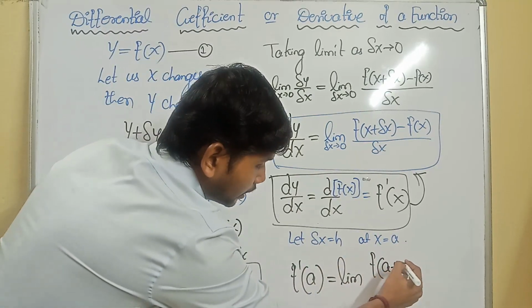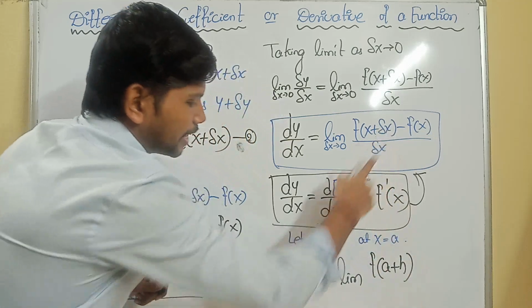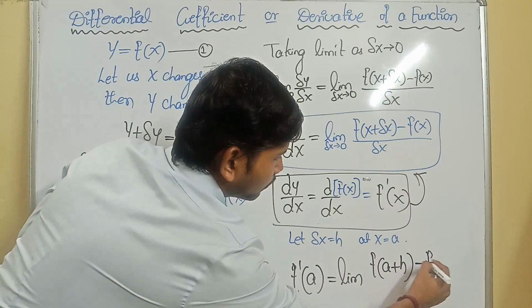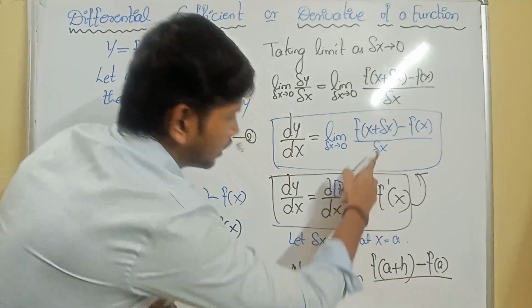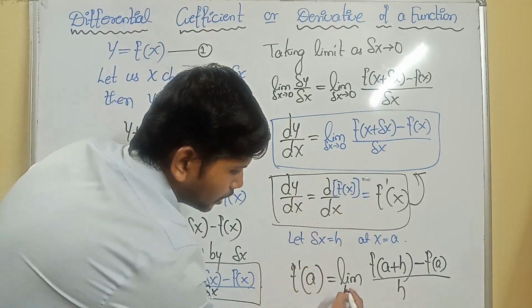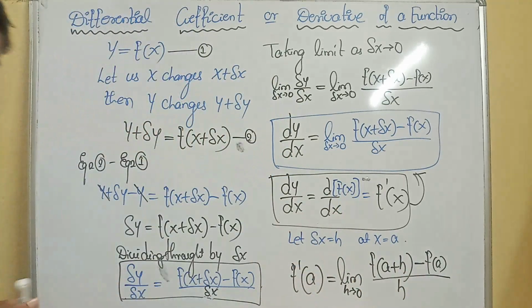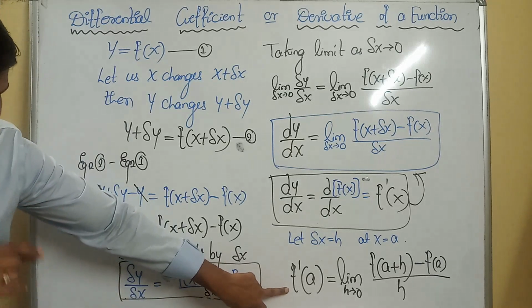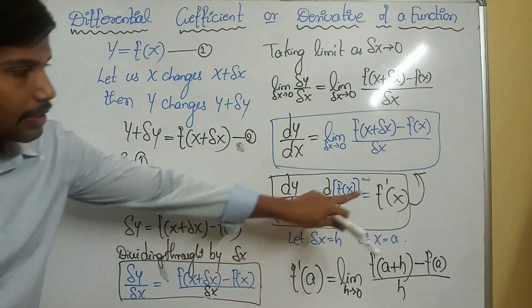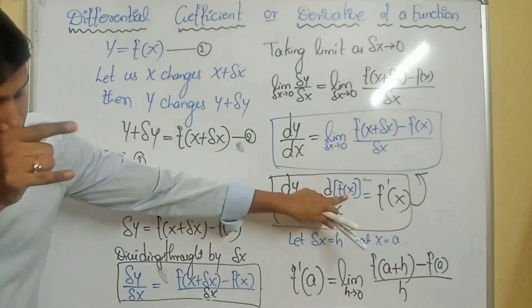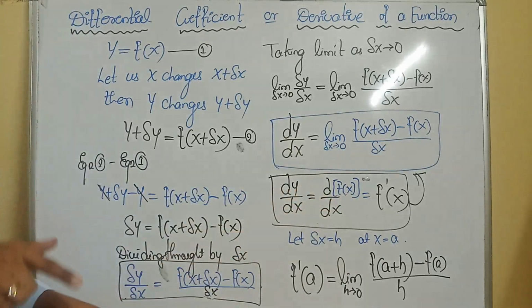a plus h, because delta x will be h, minus f of x, which will be f of a, divided by delta x, which will be h. Now delta x tending to 0 means h tending to 0. Getting my point clearly? We are going to call this function f dash of a, the derivative of f of x with respect to x at x is equal to a. Got the point clearly?